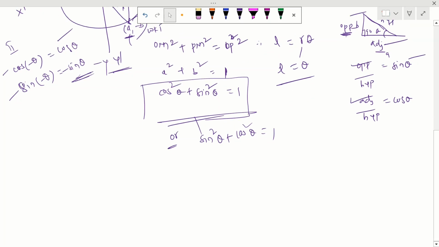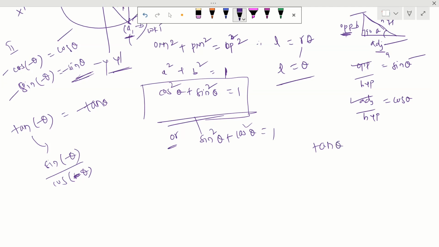Now you can write what is the tan of minus theta. Tan of minus theta is minus tan theta, right? So tan of minus theta is the ratio of sin of minus theta and cos of minus theta. We already discussed that tan theta is sin theta divided by cos theta. So here for tan of minus theta I am writing sin of minus theta and cos of minus theta.